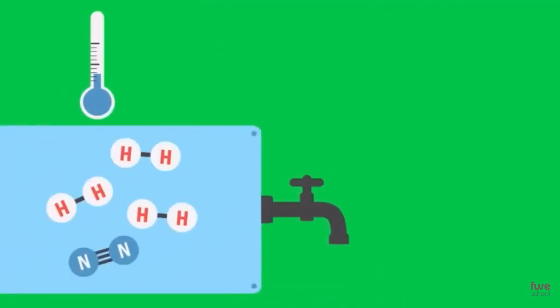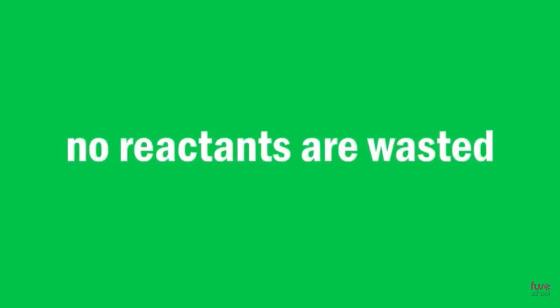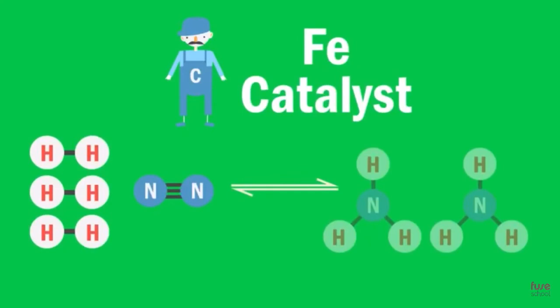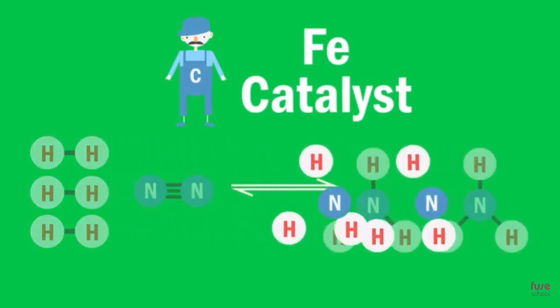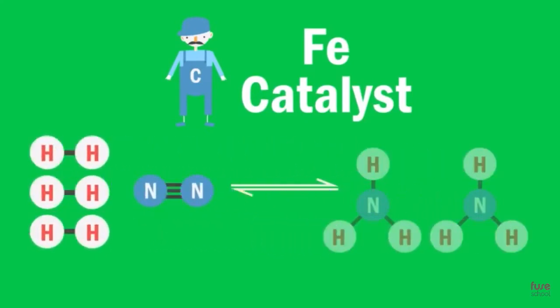Remember from the introduction that unused gases are recycled, so no reactants are wasted. As well, an iron catalyst is used in this process. The presence of the catalyst does not affect the position of equilibrium, but increases the rate at which equilibrium is reached.